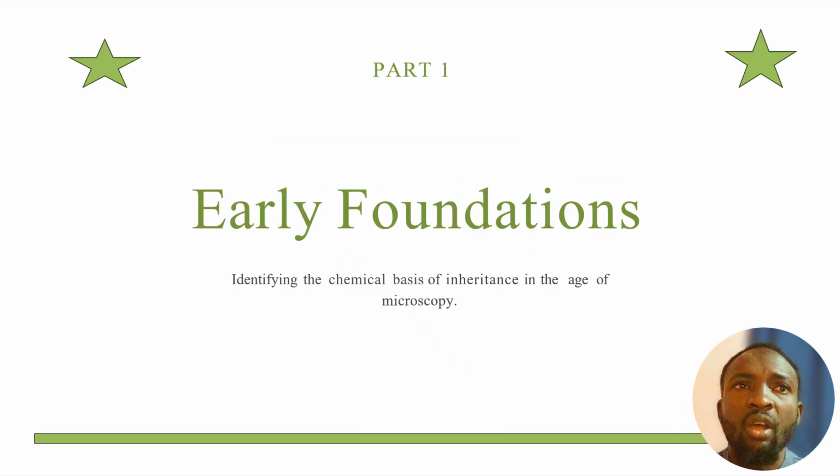I divided my presentation into two parts. Number one, the early foundations and the carrier. We're going to start with the first part, where we'll be looking at where we got this DNA from, because we're looking at the history of DNA, and identifying the chemical basis of inheritance at the age of microscopy. And microscopy, for understanding, is the use of a microscope to observe things that we can't see with our own eyes.